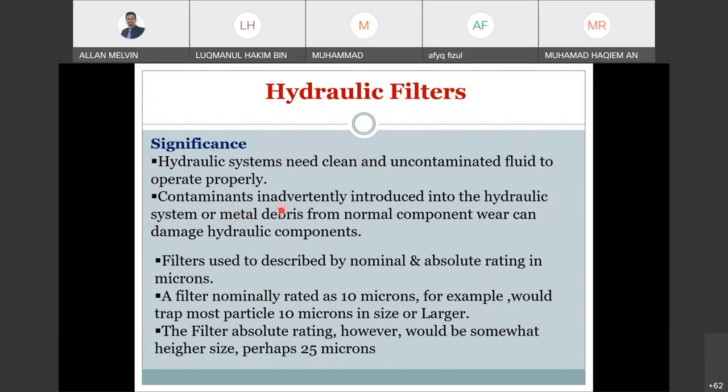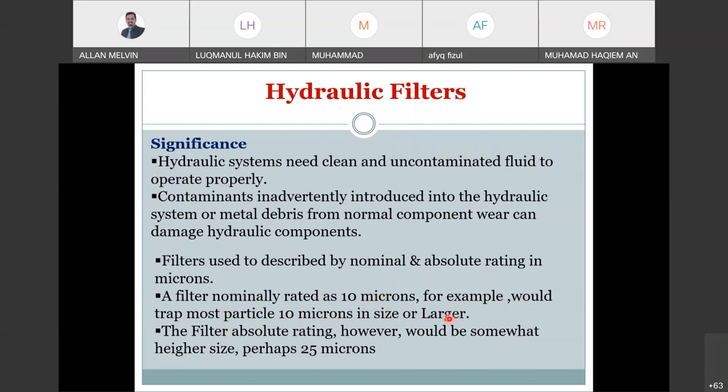So contaminants inadvertently introduced into the hydraulic system, or metal debris from normal components, can damage hydraulic components. So many things can damage your hydraulic components. It can be metal debris, it can be any other contaminants. There are many contaminants. Filters are described by nominal and absolute rating in microns. Hydraulic filters, we usually classify using microns. Micron is size. A filter nominally rated as 10 micron will trap most particles 10 micron in size or larger. Micron is quite small.